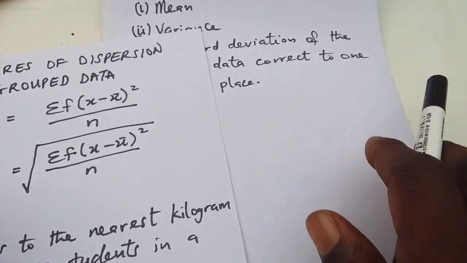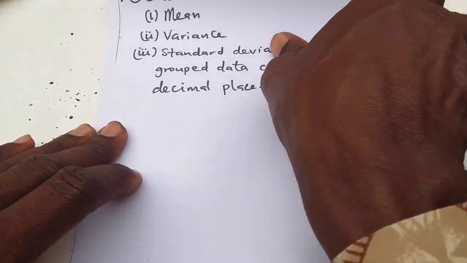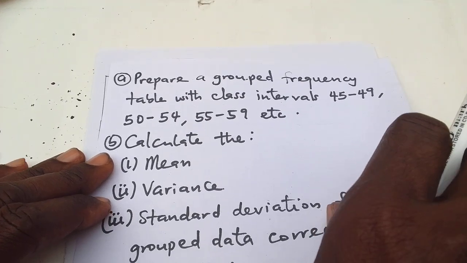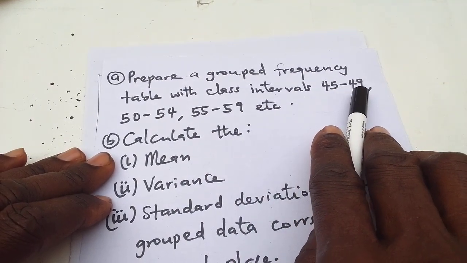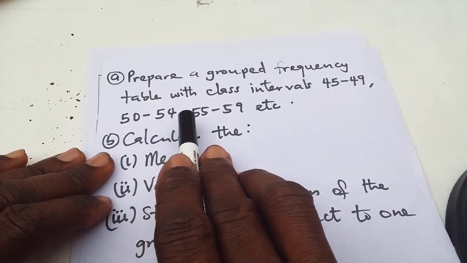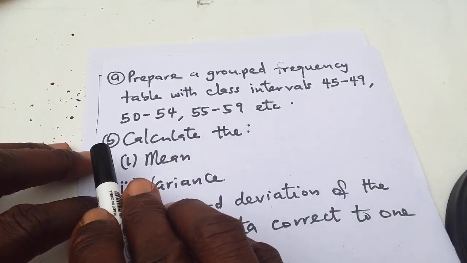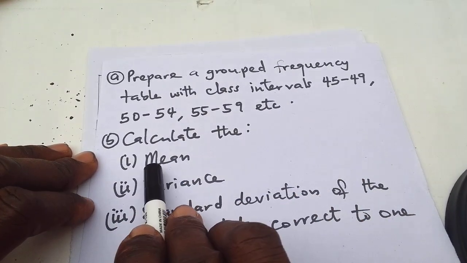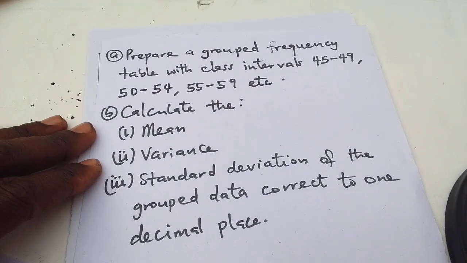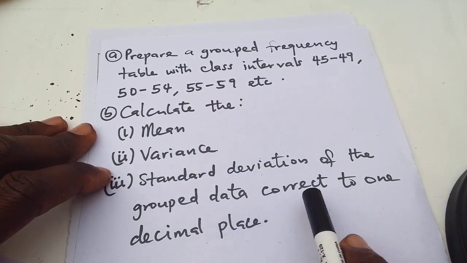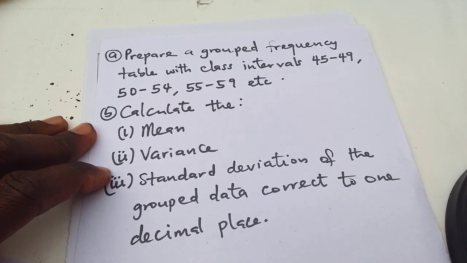Then the question says, prepare a group frequency table with class intervals 45 to 49, 50 to 54, 55 to 59, and so on. B. Calculate the mean, 2. the variance, 3. the standard deviation of the group data correct to one decimal place.